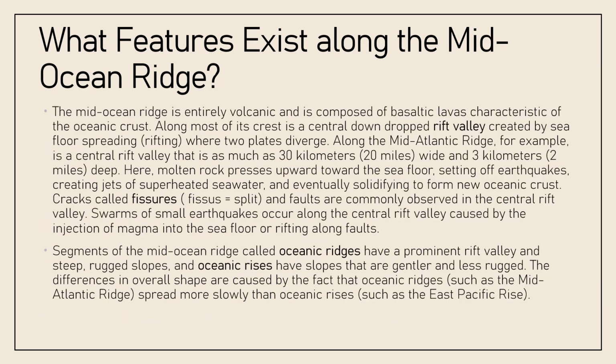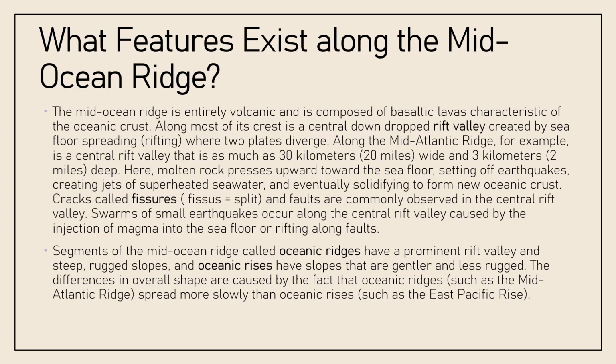The mid-ocean ridge is basically entirely volcanic and is composed of basaltic lavas characteristic of the oceanic crust. Along most of its crest is a central downdropped rift valley created by seafloor spreading, where two plates diverge. Along the Mid-Atlantic Ridge, for example, there is a central rift valley which is as much as 30 kilometers wide and 3 kilometers deep. Here molten rock presses upwards towards the seafloor, setting up earthquakes and creating jets of superheated seawater and eventually solidifying to form new ocean crust.